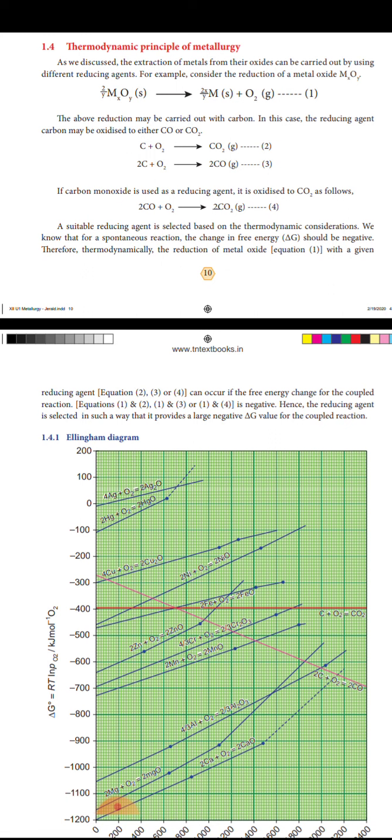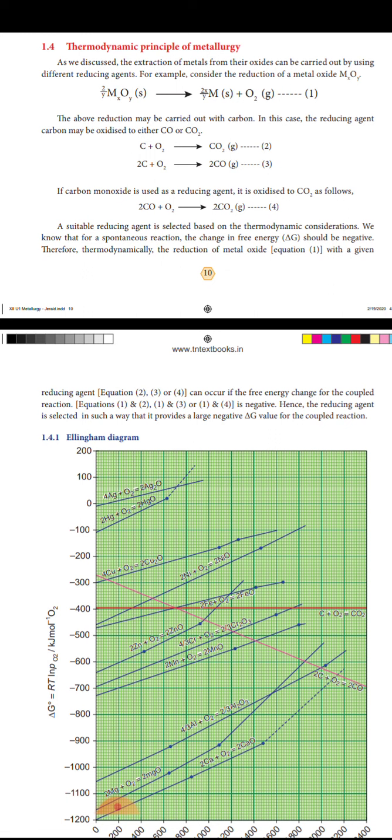The above reduction may be carried out with carbon. In this case, the reducing agent carbon may be oxidized to either CO or CO2. For example, C plus O2 gives CO2 gas, or 2C plus O2 gives 2CO gas. If carbon monoxide is used as a reducing agent, it is oxidized to CO2 as follows: 2CO plus O2 gives 2CO2 gas.